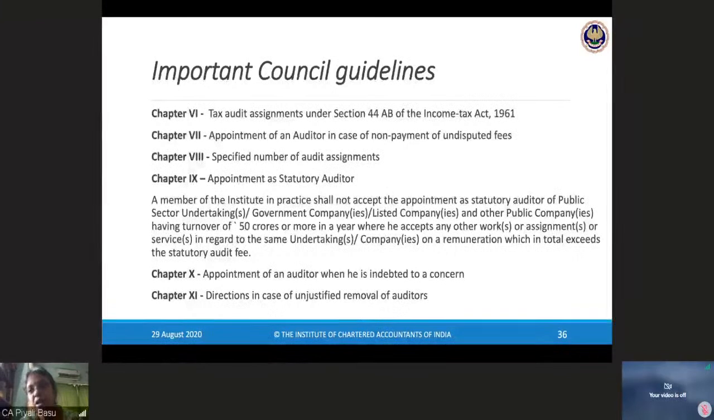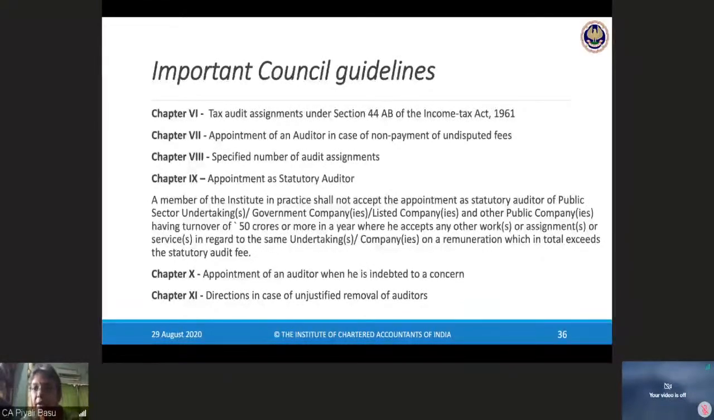Yes. He should not take up such a job, if it is an undisputed fee not paid to an auditor. Also, he has to see that the company is a going concern. The company is not sick. If the company is sick and that's the reason it could not pay the undisputed fee, the new auditor can take up the job. It is up to him.